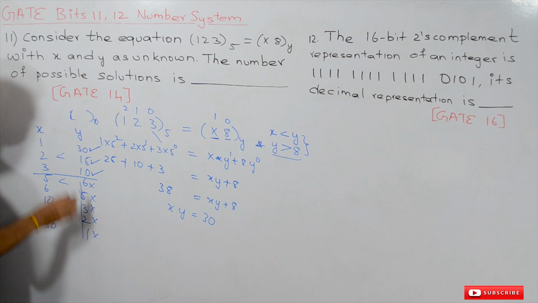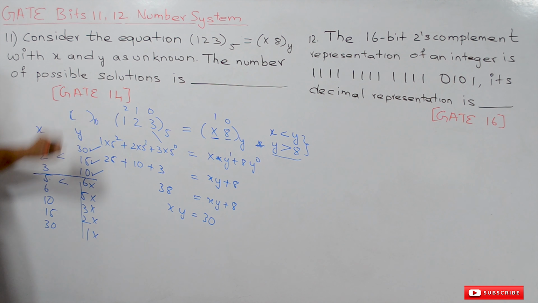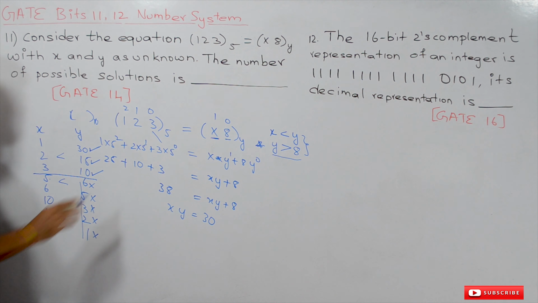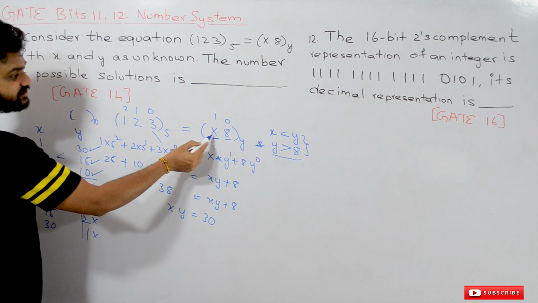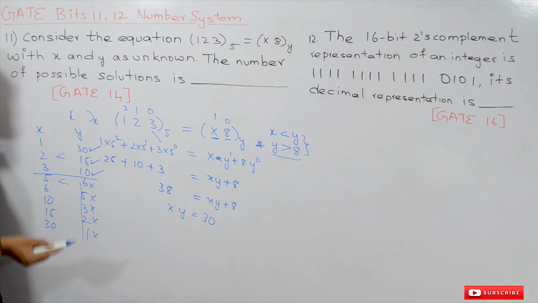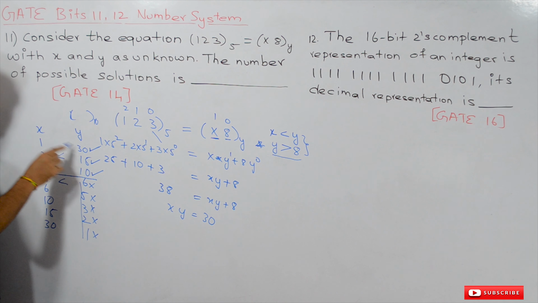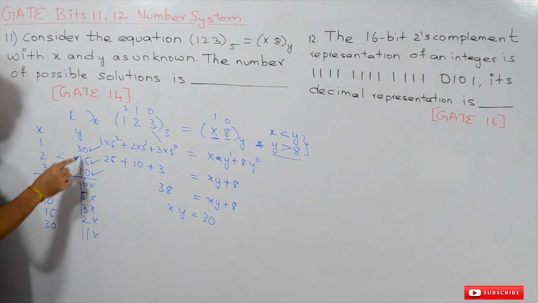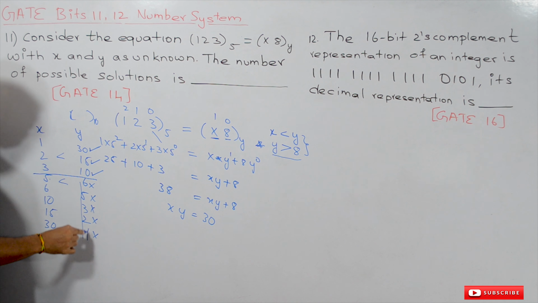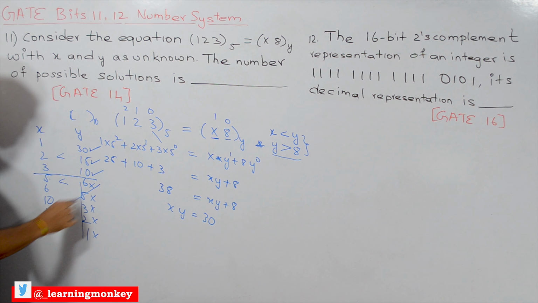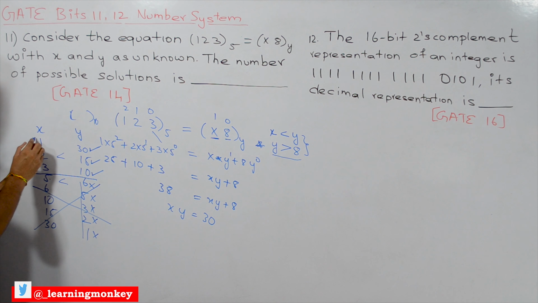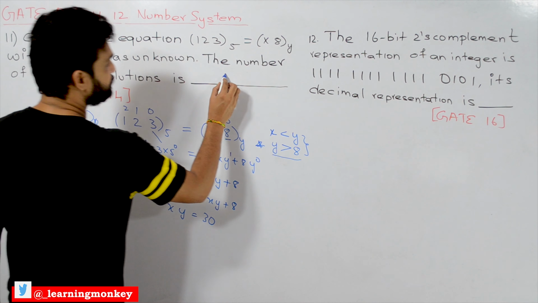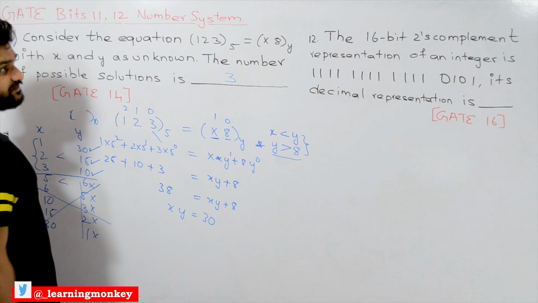All these are not possible solutions, because the value of y should always be greater than 8, and the value of x should always be less than y. Here the value of x is less than y, but the value of y is less than 8. So that is the reason why all these conditions are not possible. So how many conditions are possible? The number of possible solutions is 3. So the answer is 3.